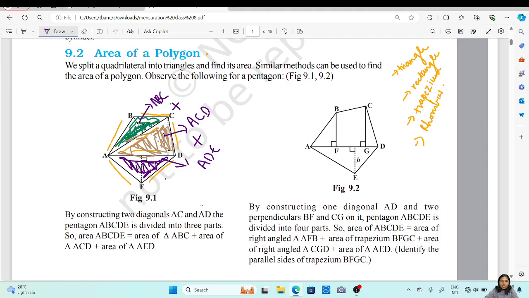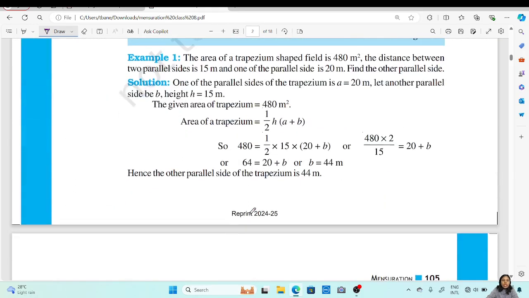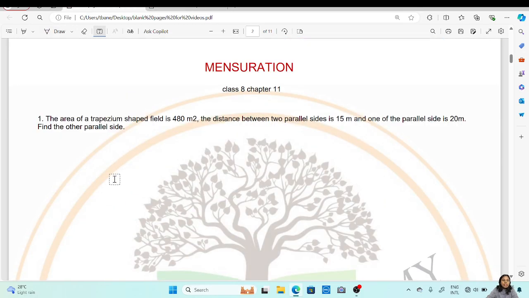What we are trying to say here is that even if we have a polygon or a quadrilateral whose shape is not defined to us, we can divide that shape into other shapes whose properties or area and perimeter we already know how to find. By doing that, we will get the area of that shape. Now let's try to solve some examples.